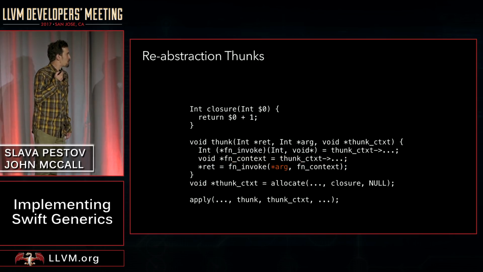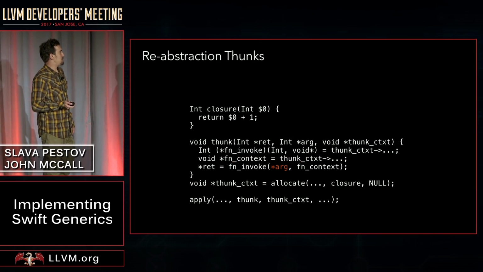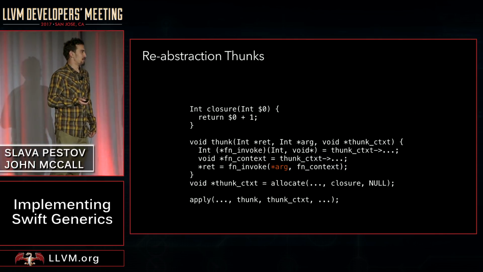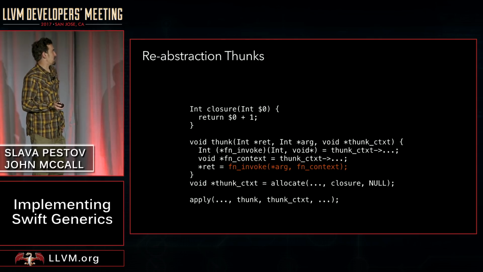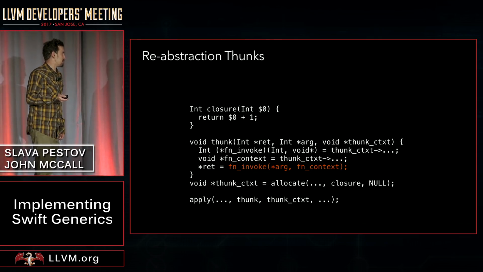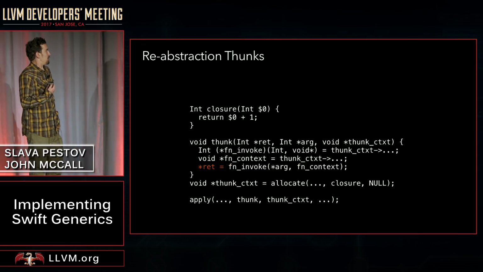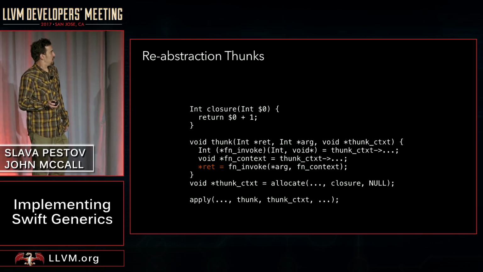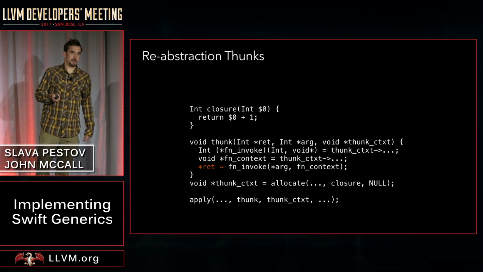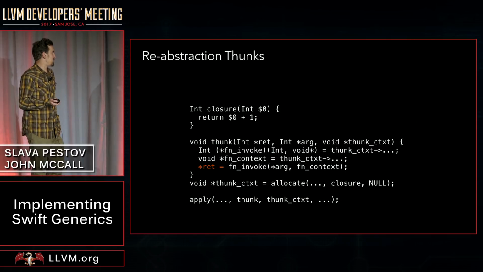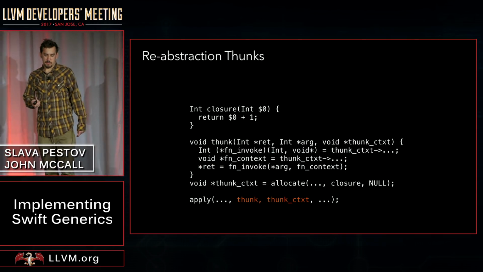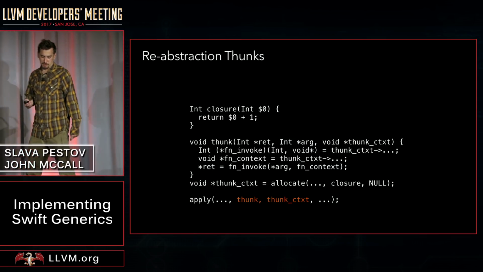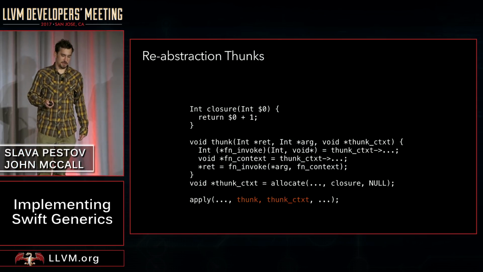And then right before we invoke the function pointer, we have to turn that indirect result into a direct result by loading it. Then we call the function pointer with the newly loaded direct result. And before we exit from the thunk, we take the direct result returned by the function pointer and we store it back to the indirect result. And now we call our function apply with a thunk instead of the original closure, and everything should work out.